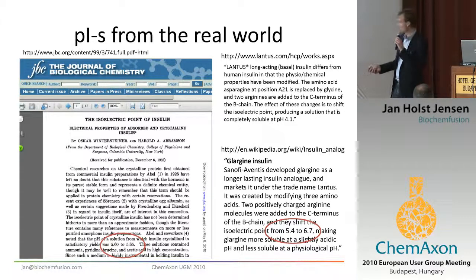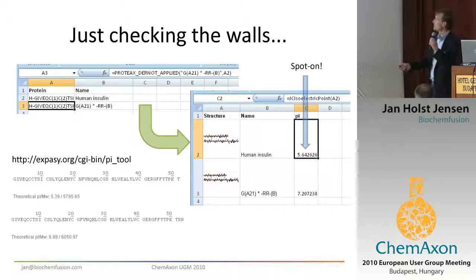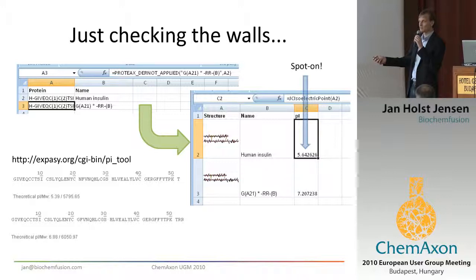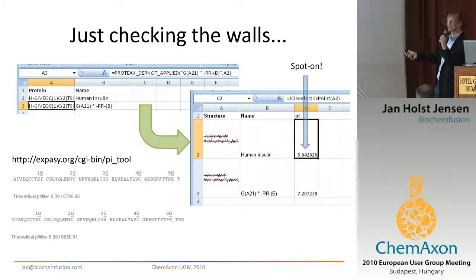So, comparing with the PI of normal insulin, I found it on the web, it's almost ancient scripture, this thing, 1932. So the PI of normal insulin should be around 5.6 to 5.65. Importing that into Proteax for spreadsheets, doing the substitutions described to create glargine, getting that into JChem. Wow, is that between 5.6 and 5.65? Oh yes. And seeing something else.